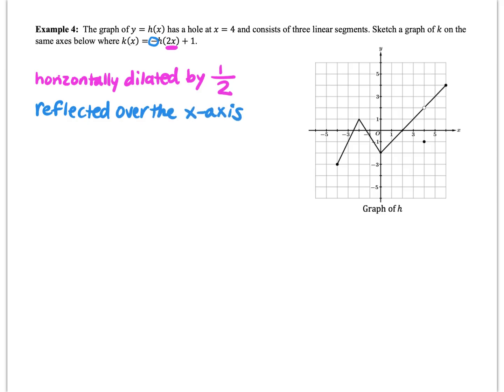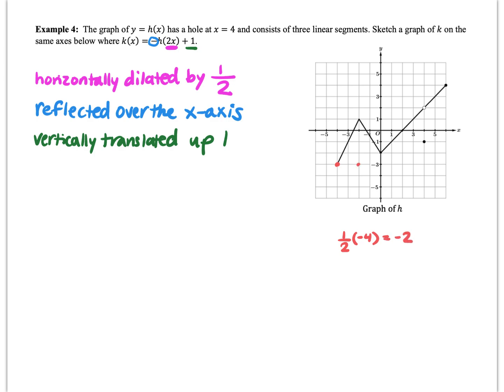And then the last piece right here, we have a +1, which is vertically translated up 1. Now that we have this key information, let's take the key points in the diagram and follow these transformations in order. First, I'm going to start at this point right here, and it has an x value of -4. We need to horizontally dilate that by a factor of half. So you're going to take half of -4, and that moves the x value of the point to -2.